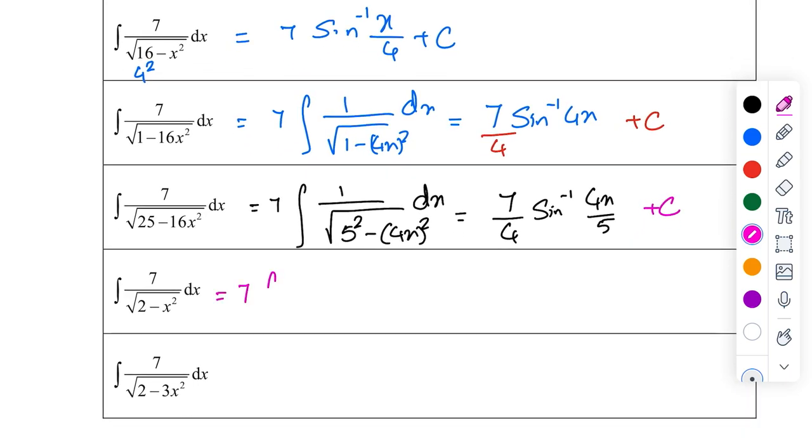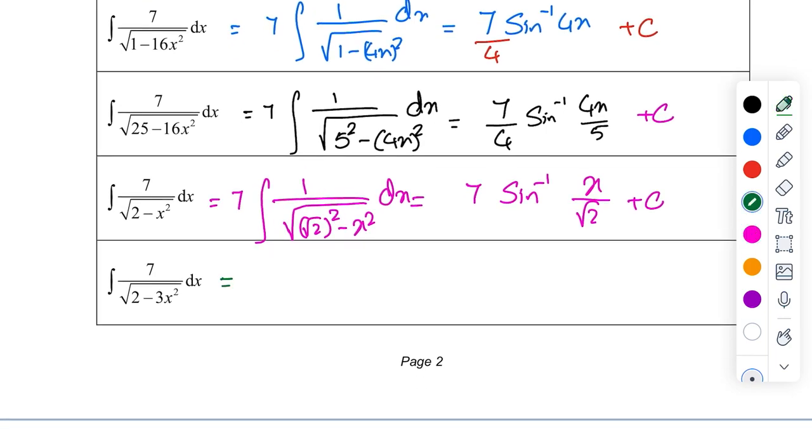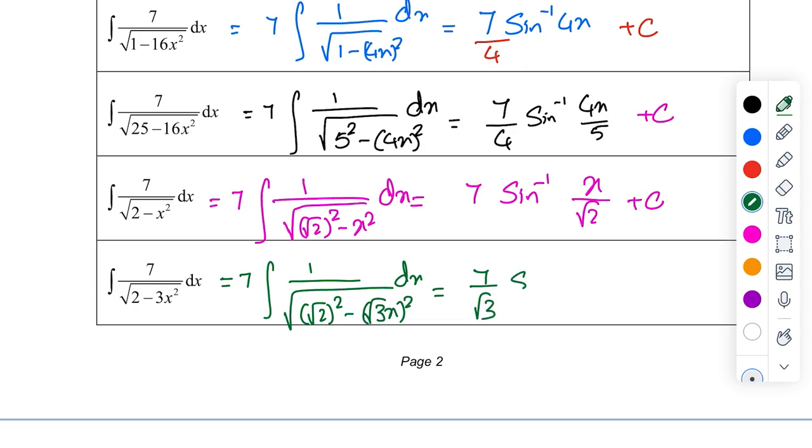Now how do I write this one? 7 integral of 1 upon square root of square root 2 whole square minus x square dx. So what does it become? 7 sine inverse x upon a, x upon square root of 2 plus c. Next one, 7 outside, 1 upon square root of square root 2 whole square minus square root 3x whole square dx. So it becomes 7 upon square root 3 sine inverse root 3x upon root 2 plus c. That's going to be the answer.